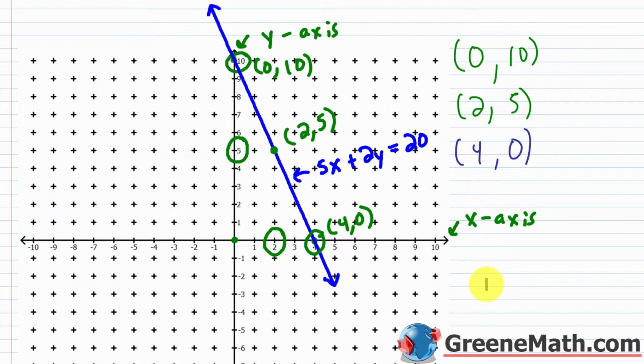So an x-intercept is where your graph crosses the x-axis. So this right here is your x-axis. This graph crosses the x-axis right here at this ordered pair (4, 0). So that's my x-intercept. Let me label that real quick for you. So this point right here is the x-intercept.